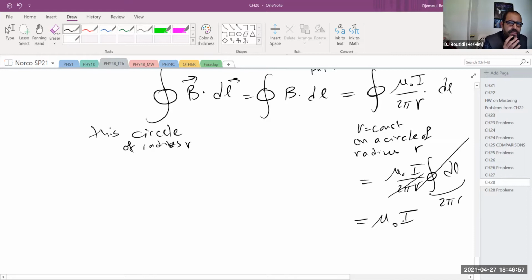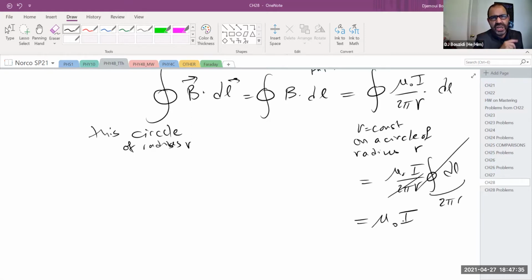So the circulation of the magnetic field around a current carrying wire with a current value I is just mu naught I. That's it. So this is similar to what we did in Gauss's law. We said that the flux of the electric field was a charge Q divided by epsilon naught. So epsilon naught lived downstairs in there and Q was upstairs. This one says mu naught times the current.